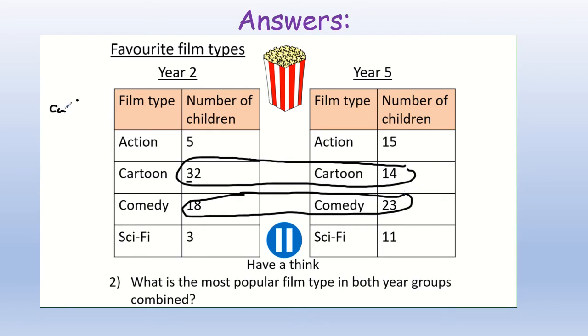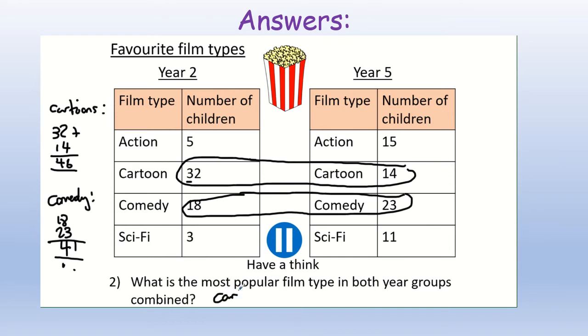So for cartoons, we need to look at 32, add 14. So how many in both year groups combined preferred cartoons? And there's 46. Let's do the same now for comedy. We need to do 18, add 23. And there's 41. So which has the biggest combined amount? Excellent, cartoons. So the most popular film type in both year groups combined is cartoons. Did you get that one right? It was a little bit trickier. Well done if you did.